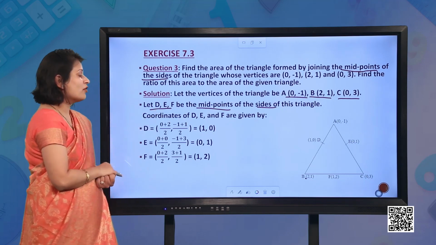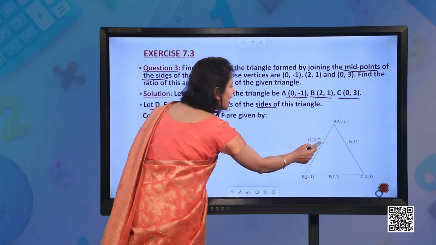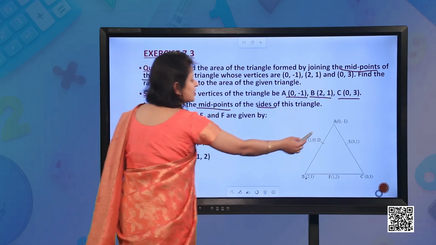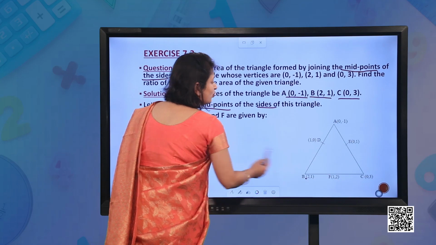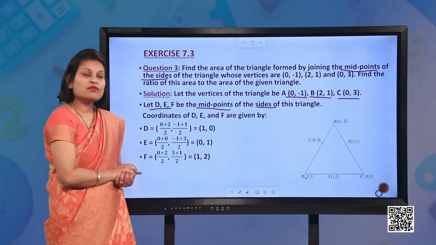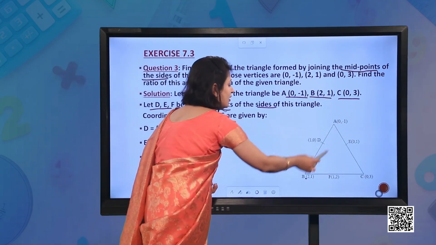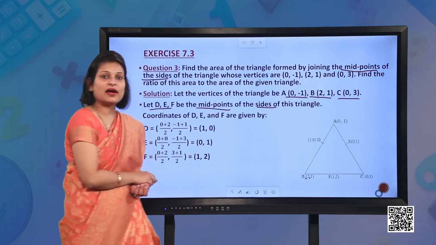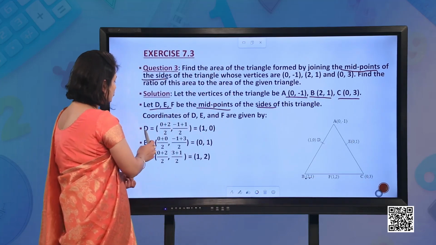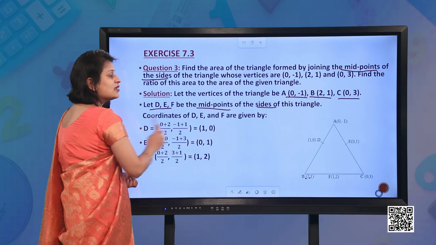So, the coordinates of point D. How will you calculate this midpoint? This is 0 plus 2 divided by 2, you will get 1. Minus 1 plus 1 divided by 2, you will get 0. So, D will be (1, 0).